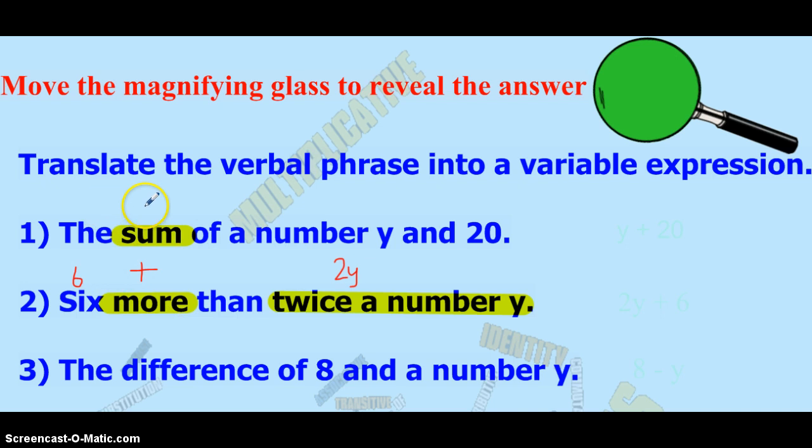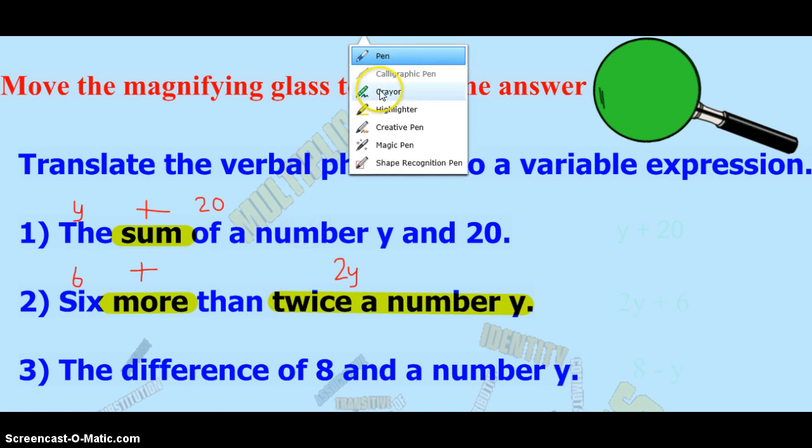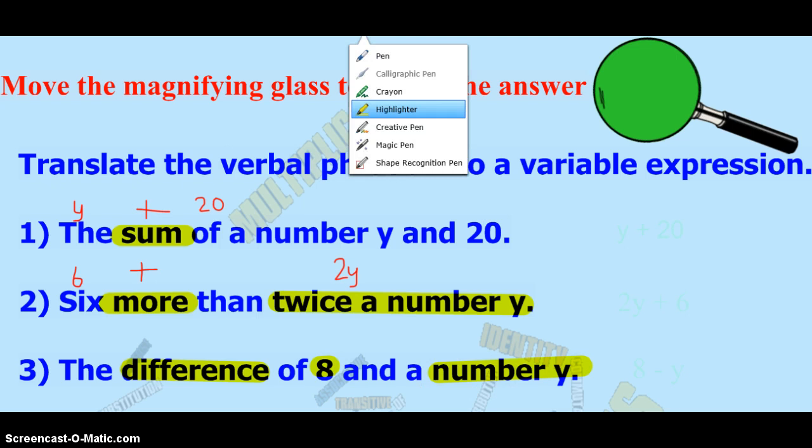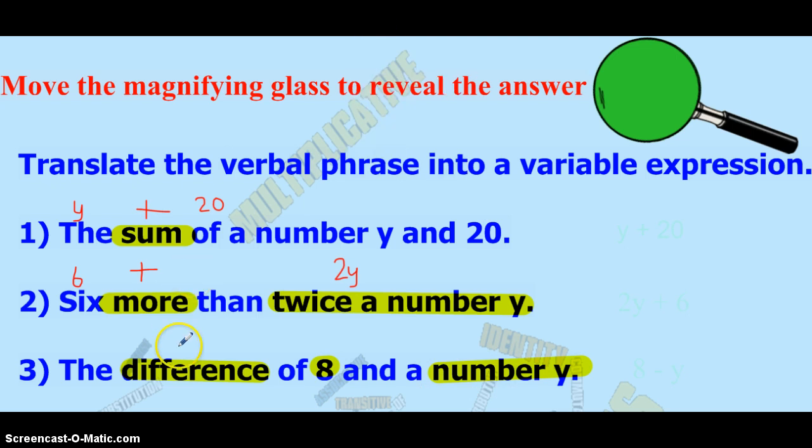Let's go back and do this one. The sum means we're adding of a number, which is y, and 20. So I'm going to say it's going to look something like this. And let's do number 3. It says the difference. So the difference means that we're going to subtract. We're going to find the difference between 8 and a number, which is y. And you do have to be very careful when you're finding the difference, because we know that the order in which you put your numbers in a subtraction problem does matter. So we're going to find the difference between 8 and a number, which is y.